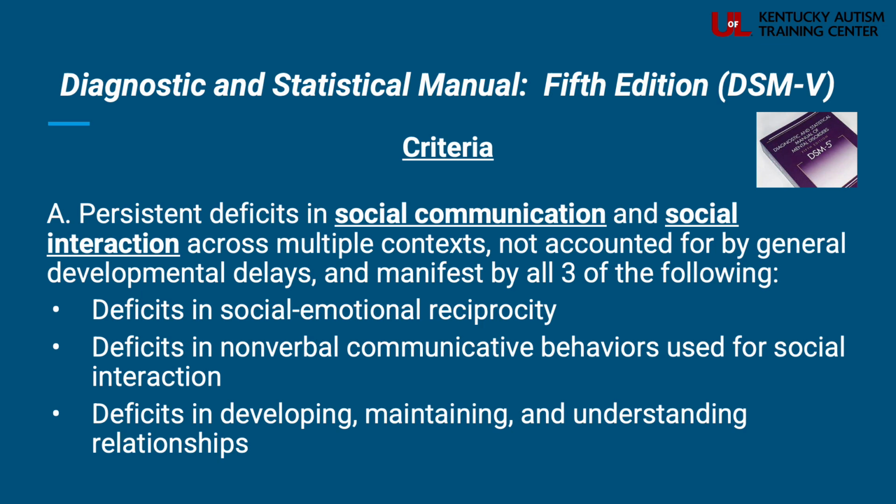Deficits in social-emotional reciprocity, which is the individual's ability to engage in those social interactions between two or more people. Deficits in nonverbal communicative behaviors, which may include absent, reduced, or atypical use of eye contact, relative to social cultural norms, of course, gestures, facial expressions, body orientation, or speech intonation. It also must include deficits in developing, maintaining, and understanding relationships, such as difficulties adjusting behavior to suit various social contexts, difficulties in sharing imaginative play or in making friends, or an absence of interest in peers.